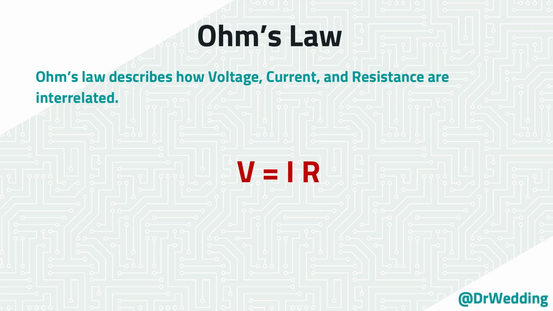Ohm's law describes how voltage, current, and resistance are interrelated. The equation is V equals IR, where V is the voltage drop in volts, I is the current flowing through the resistor in amps, and R is the value of the resistor in ohms. This equation is extremely important, and you need to memorize it.